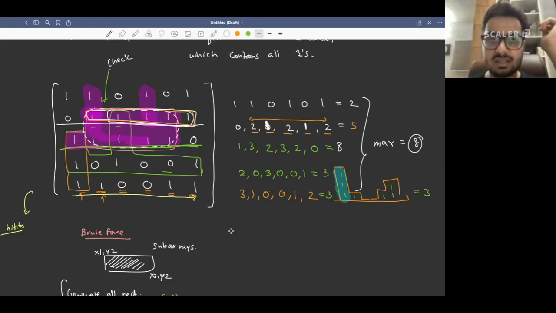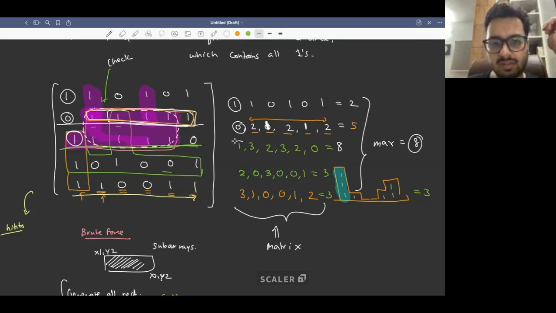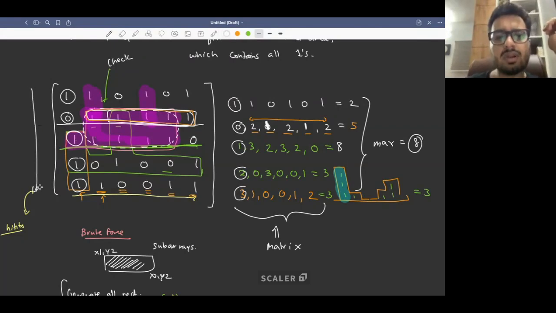But the question is, how do we compute this matrix? How do we compute these values? So look at this matrix and look at this matrix. Do you see any relation between the columns? I have a 1 here, I have a 1 here. I have a 0 here, I have a 0 here. I have a 1 here, I have a 1 here. I have 1 here, I have 2 here. I have 1 here, I have 3 here. Look at top to bottom. Can you figure out something?